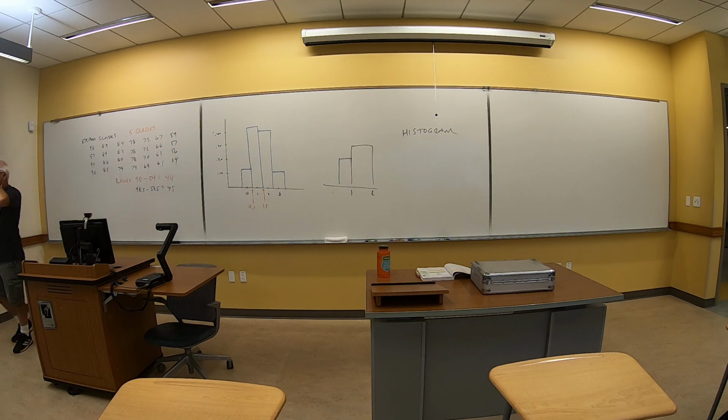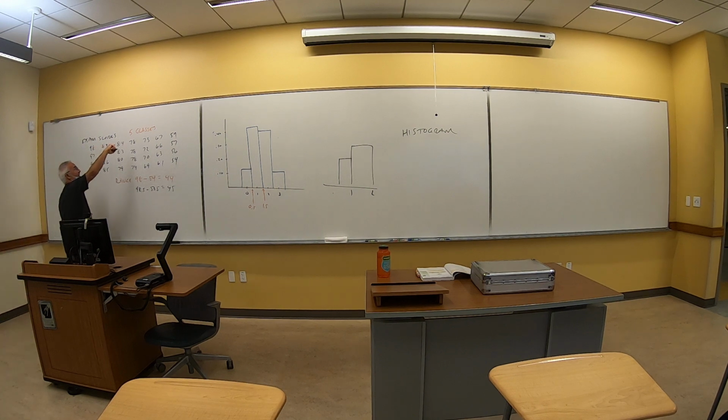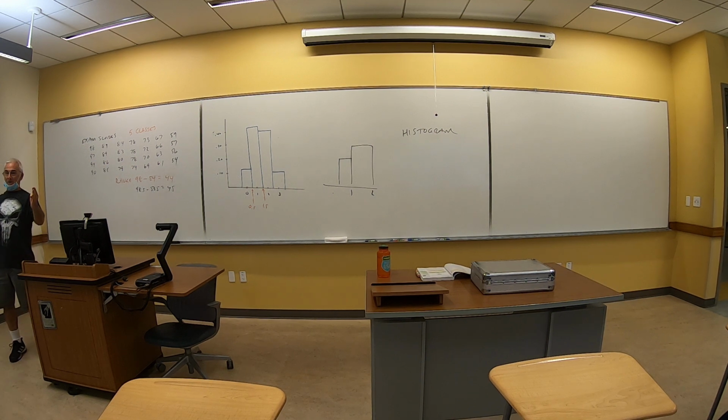Now, in a perfect world, that's exactly a multiple of the number of classes that I have. Oh, that makes it nice. If it's not, then you have to make them a little wider. Don't worry about that. So, I have 5 classes. I have 45 from top to bottom. Then exactly how wide should each class be?